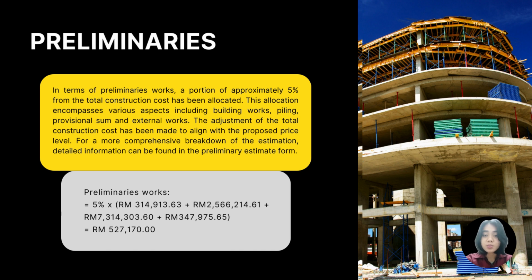For the preliminaries work calculation, it is 5% times by 314,913.63 plus 2,566,214.61 plus 7,303.60 plus 347,975.65, which the total is RM527,170.